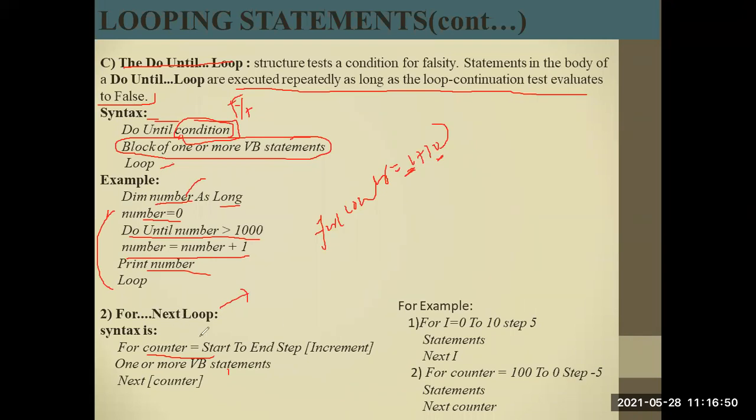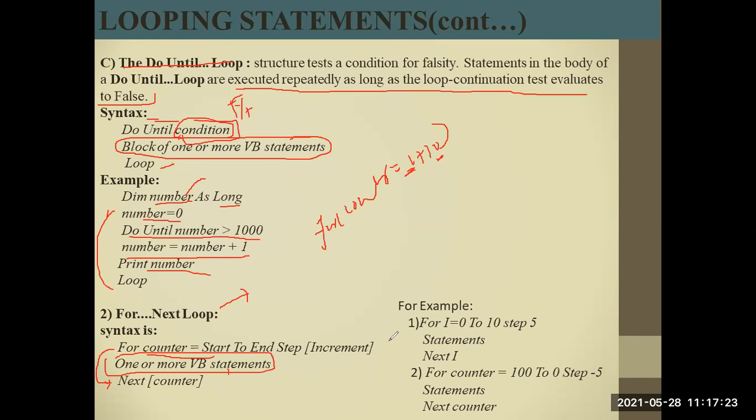Then the increment value is also given. Suppose you want to increment by some value, then you can give the increment type also. Then this is the block of actions that you have to perform. Always remember, for the for type of looping, you have to give the next counter value also. If you do not give the next counter value, you will end up in an infinite loop.